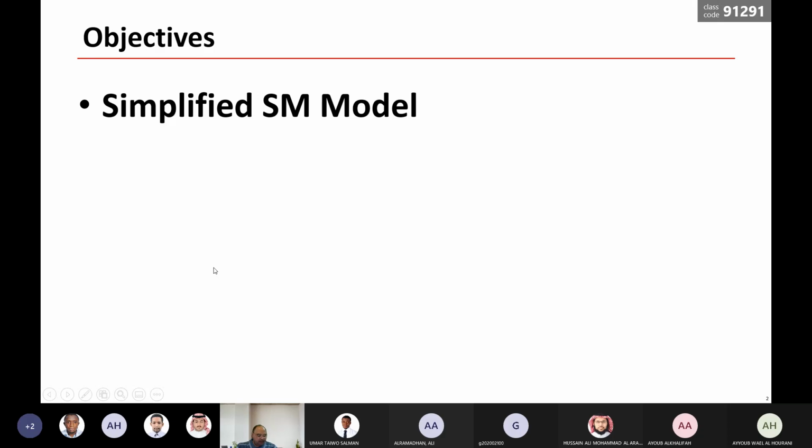After having this simplified model, which is the constant voltage source behind reactance, you can develop a third order model if you consider the dynamics of the excitation field. Even the excitation field can be represented by a third order model or fourth order model, and the synchronous machine by a third order model or fourth order model.